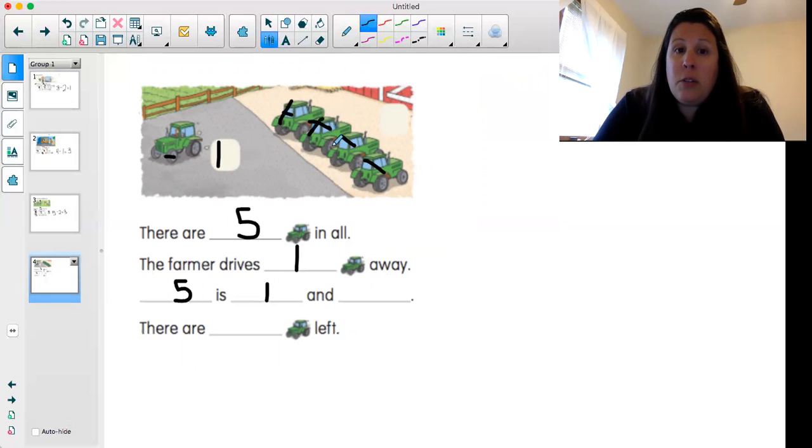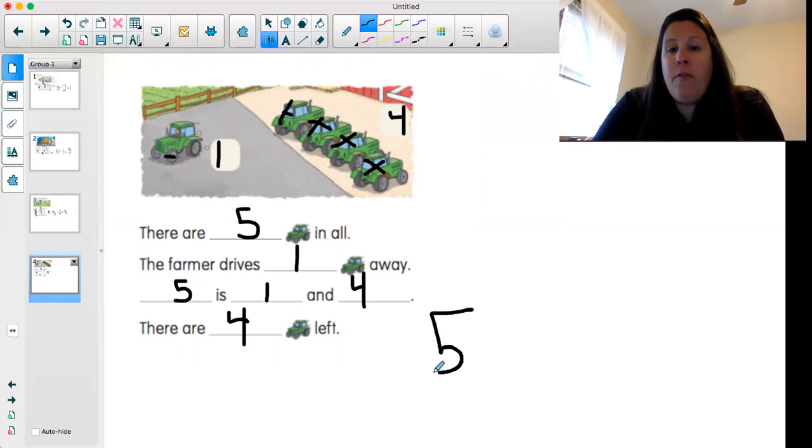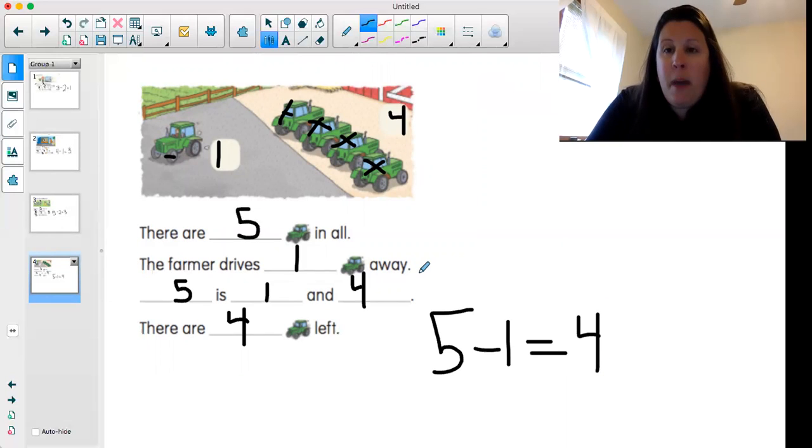1, 2, 3, 4. 5 is 1 and 4. How many tractors are left? 4. 5 minus 1 equals 4. Now, you have a math worksheet to go off and do today on Monday.